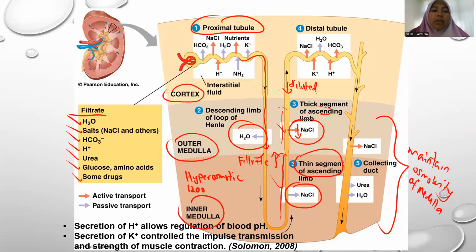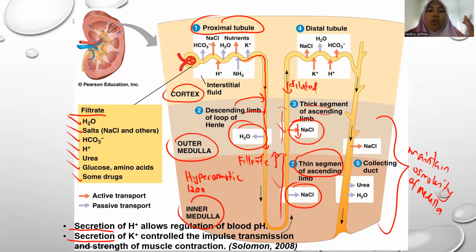Next, we can note something about secretion. We have not yet discussed secretion because we are still discussing reabsorption, but just for your notes, secretion is the process where the blood capillary or surrounding tissue secretes solutes or molecules like hydrogen ion and potassium ion back into the tubule. The purpose is to regulate blood pH and also impulse transmission. So let's say if there is excess hydrogen ion, for example.